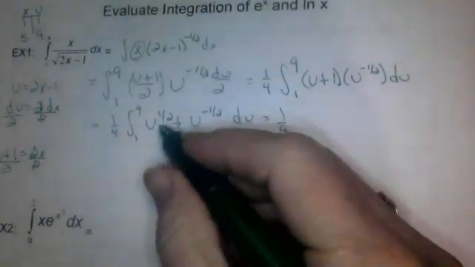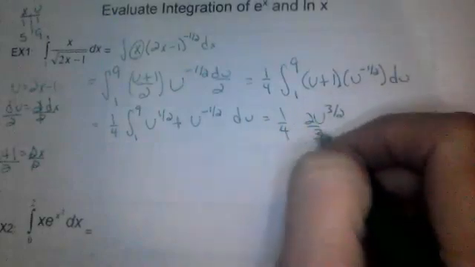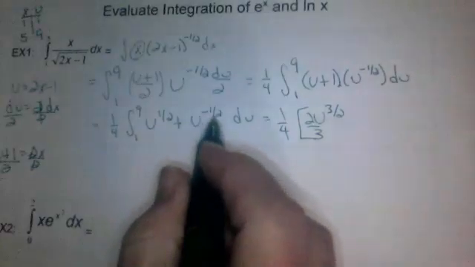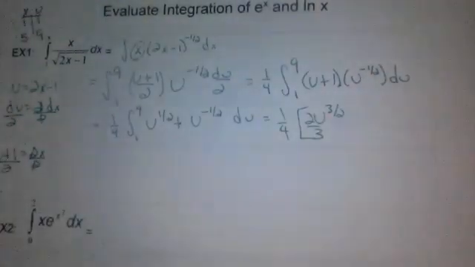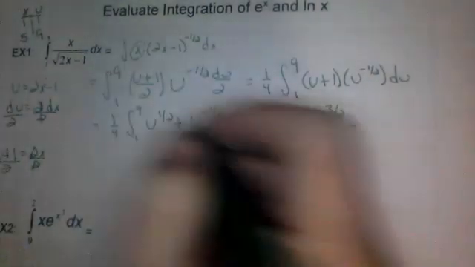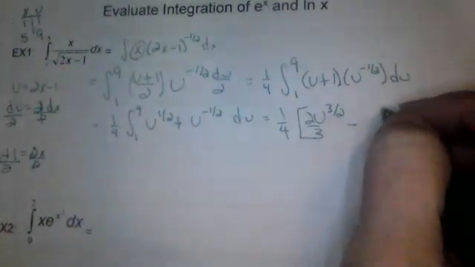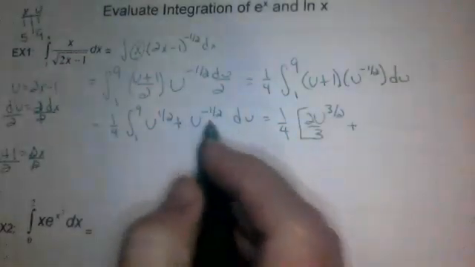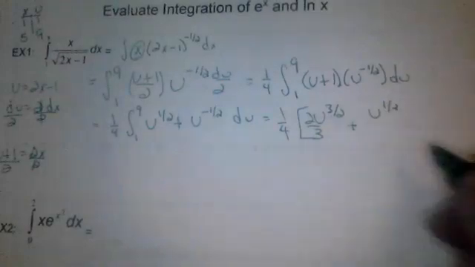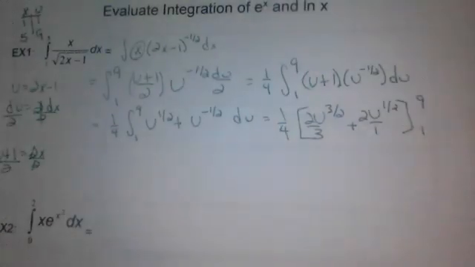So when I integrate that, I'm going to get u to the 3/2 over 3/2, or times 2/3. And then this would be u to the 1/2 over 1/2, or times 2. And it's minus... never mind. Plus. I thought it was going to change the sign, but it's not, because it's u to the positive 1/2 over 1/2, or times 2 over 1. And we're going from 1 to 9.